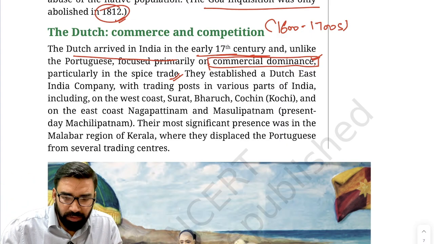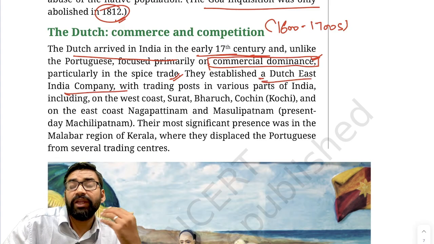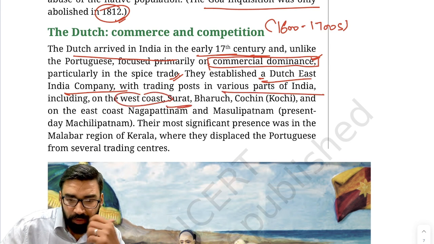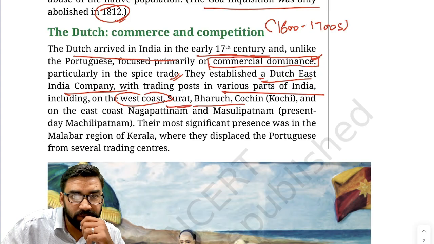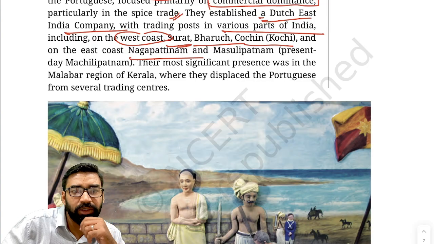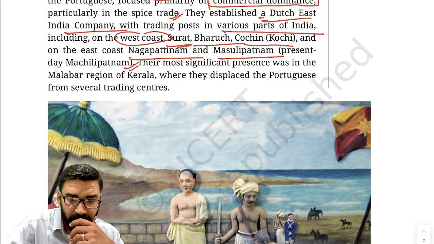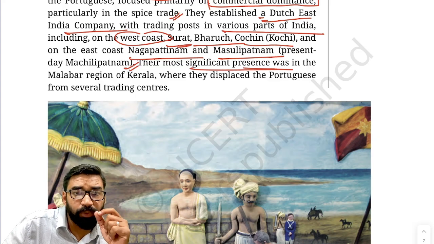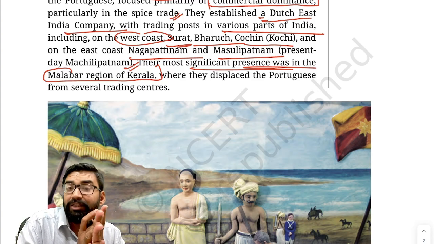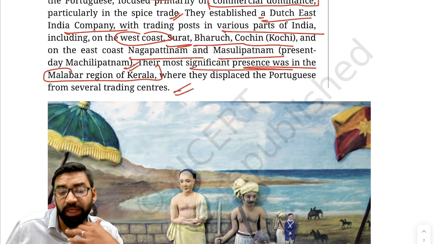Clear? So finally you'll see that they established the Dutch East India Company and created various trading ports in various parts of India, like on west coast Surat, Bharuch, and Kochi. These were the ports on the western coast. East coast, Nagapattinam, Masulipatnam, present day Machilipatnam. Clear? These important ports were there. Now, Dutch also established their strong presence in Malabar region of Kerala. And in Kerala, Dutch displaced the Portuguese and defeated them from their several trading centers.